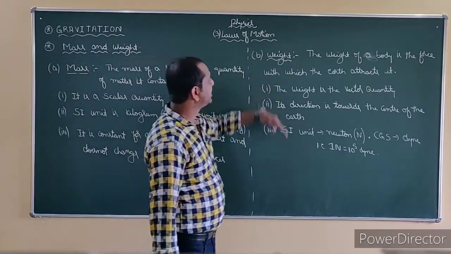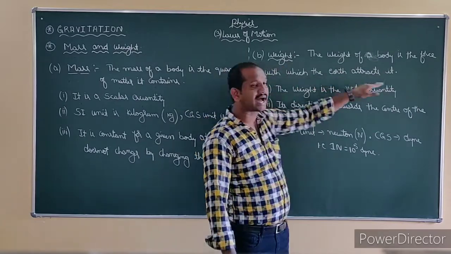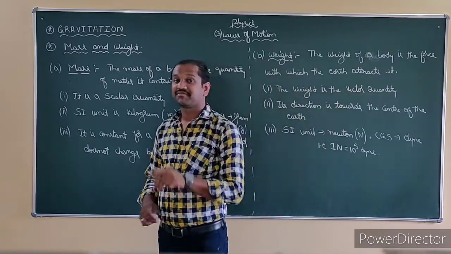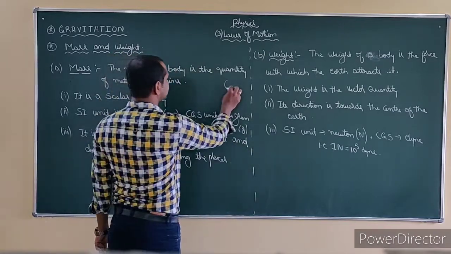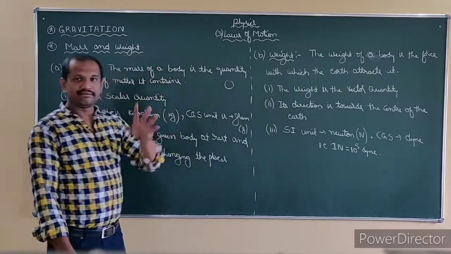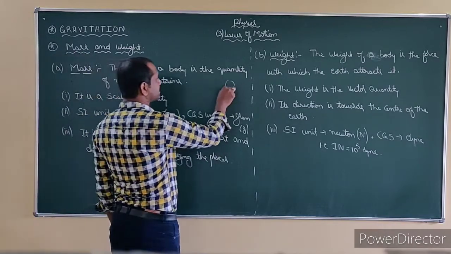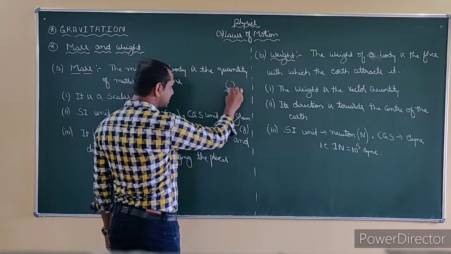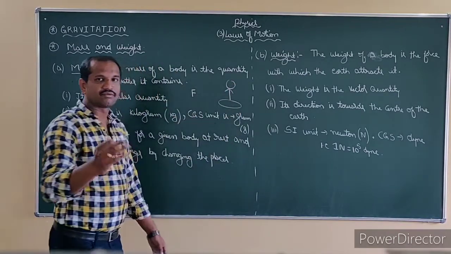So what do you mean by weight? The weight of a body is the force with which the earth attracts it. The force with which the earth attracts it, this is called weight. See, for example, some object is there. Everything has a mass, right? So the earth applies a force on it and attracts it towards its center. That we studied as the force of gravity.